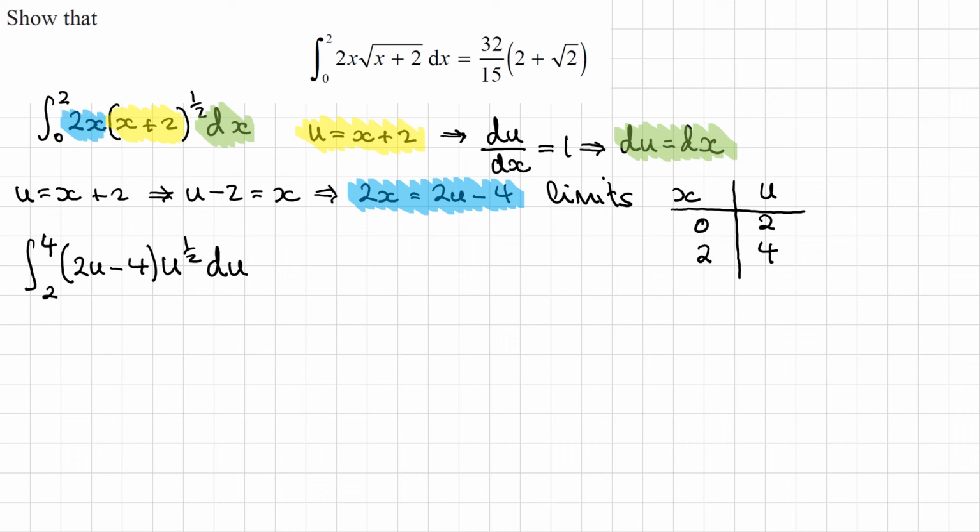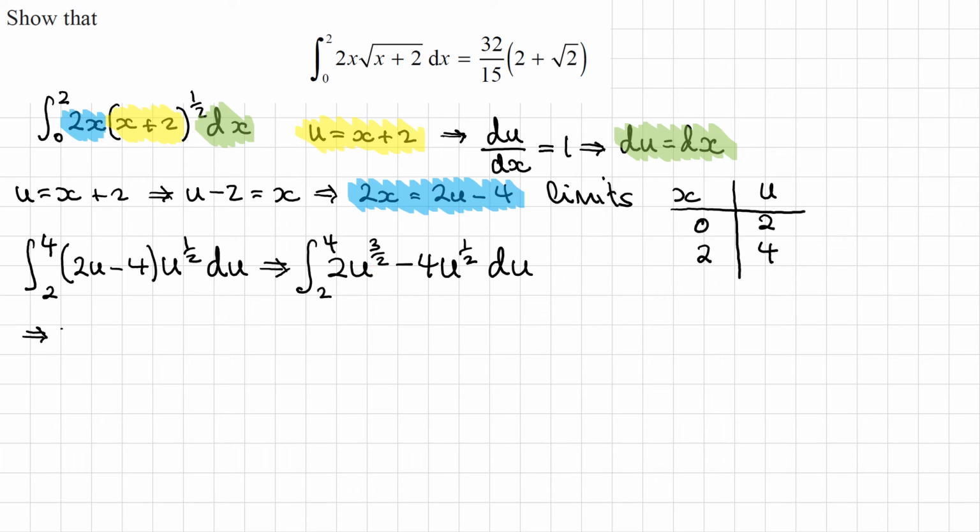Now let's expand the brackets, keeping the limits the same. So if I expand the brackets, I will get 2u to the power 3 over 2 minus 4u to the power half du. Now I can do my integration. So remember, you add 1 to the power, divide by the new power.